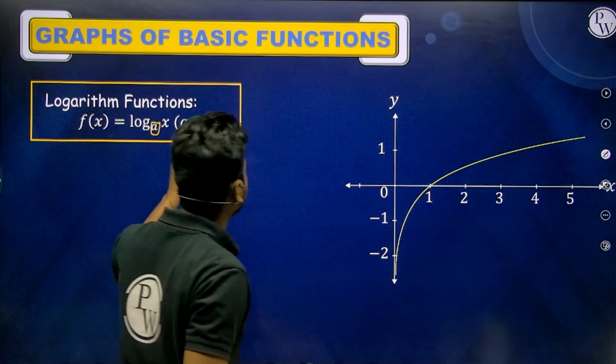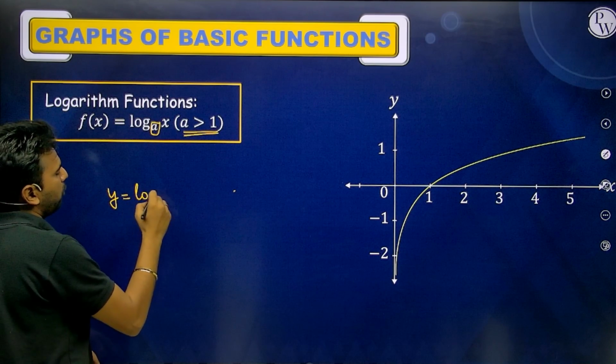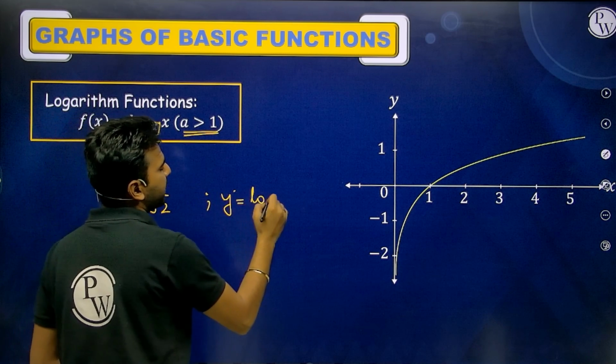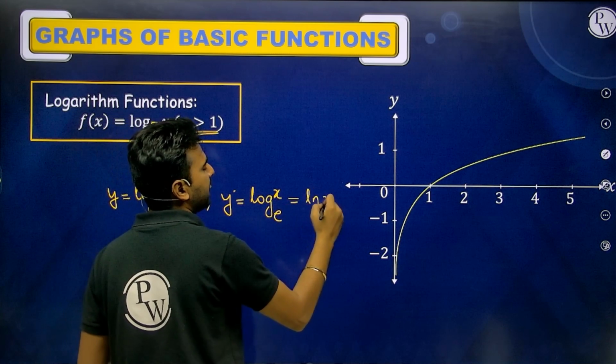So whenever the base is greater than 1, the graph forms like this. Let's say I want to draw the graph of y equal to log x base 2. The graph will be drawn like this. If I say draw the graph of y equal to log x base e, the graph will be drawn like this, or I can also say it like this, ln x.